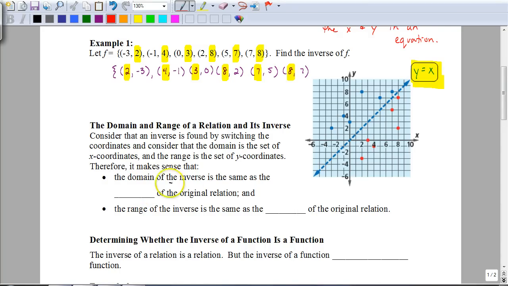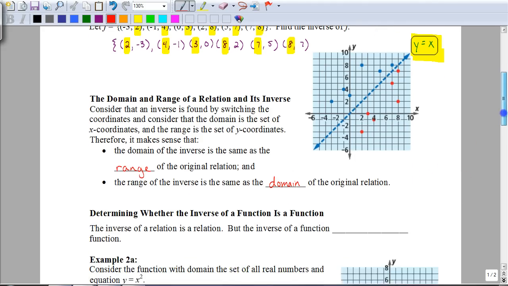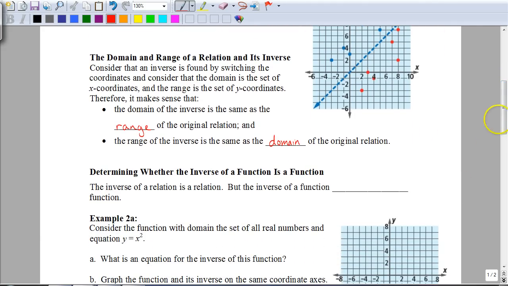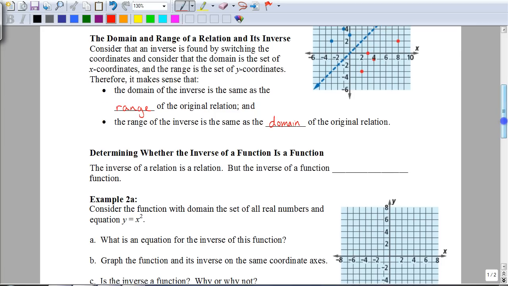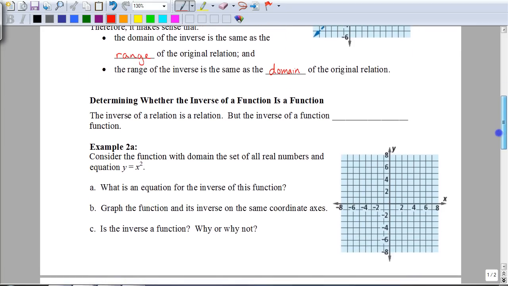Therefore, it makes sense that the domain of the inverse is the same as the range of the original relation, and the range of the inverse is the same as the domain of the original relation, okay, which we just illustrated up here. And like I said, it does make sense because you just switch the x and the y, so the domain and range are also switching by doing that.